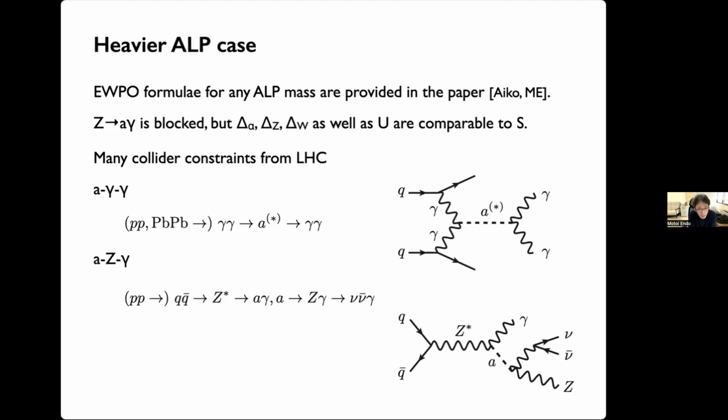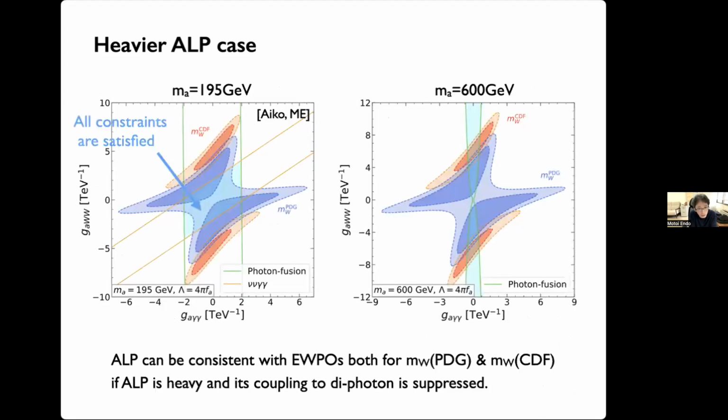to S. And now, there are many collider constraints that come from the LHC. When the A to gamma gamma coupling is large, these types of contribution give a tight constraint. And when the A to Z gamma coupling is large, then we obtain a tight constraint from this diagram. So let me show two results, for the ALP mass MA of about 195 GeV, about 200 GeV, and the MA equal 600 GeV case.